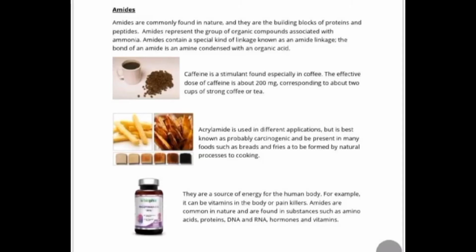The first one is caffeine. Caffeine is a stimulant found especially in coffee. The effective dose of caffeine is about 200 milligrams, corresponding to about 2 cups of strong coffee or tea. The second one, basically the last one, is acrylamide. It is used in different applications, but is best known as probably carcinogenic and present in many foods such as breads and fries, formed by natural processes in cooking.